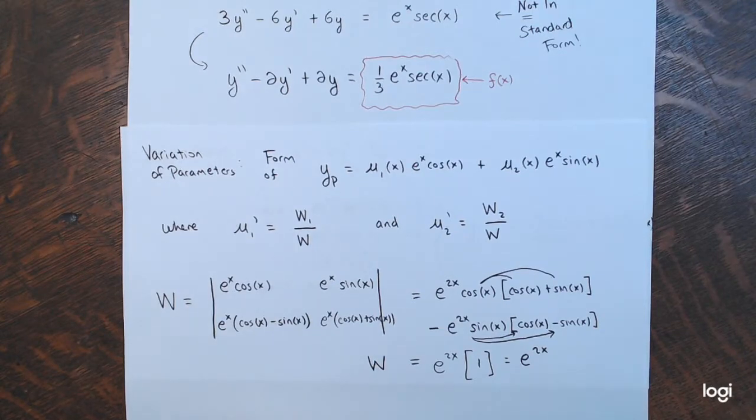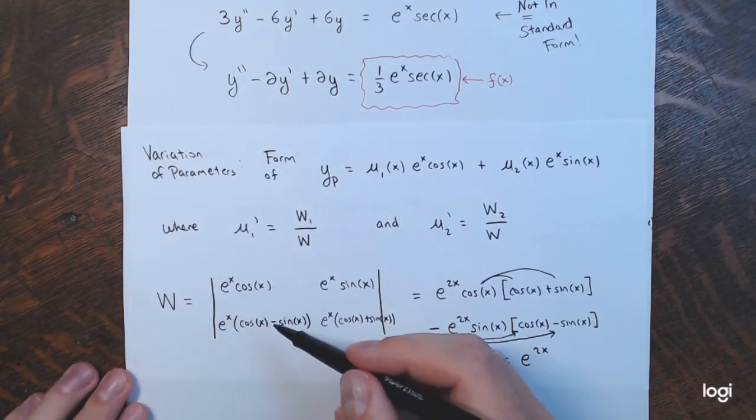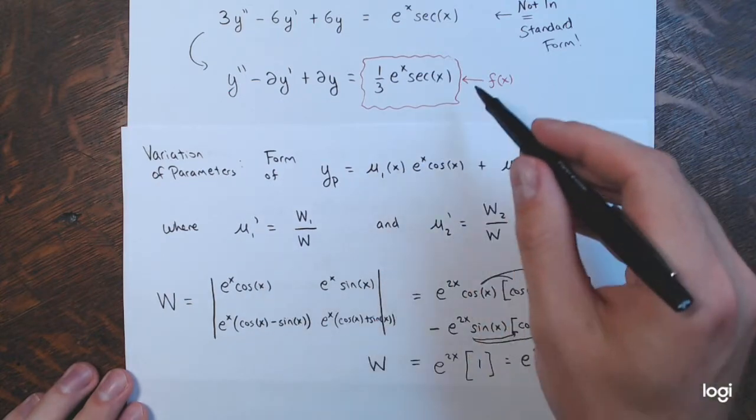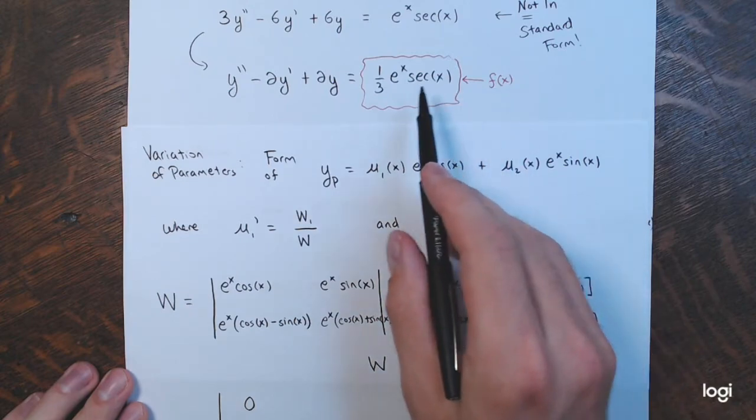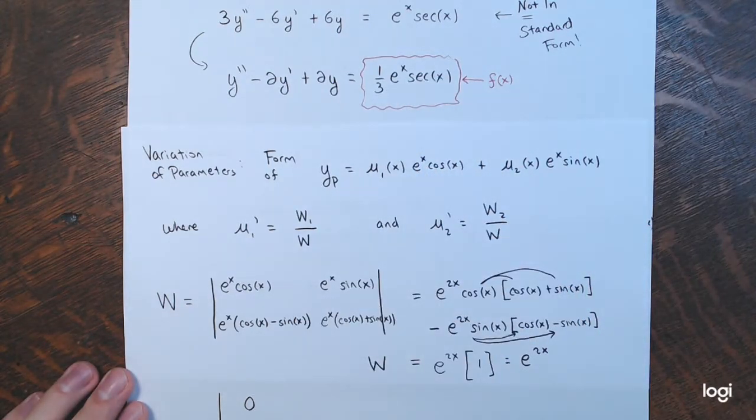Now, w1 is the same Wronskian, only the first column is replaced with 0 and f of x. 0 is down the column, and then f of x is this, 1/3 e to the x times the secant of x, and then the second column stays the same, so e to the x sine x, and then e to the x times the quantity cosine x plus sine x.